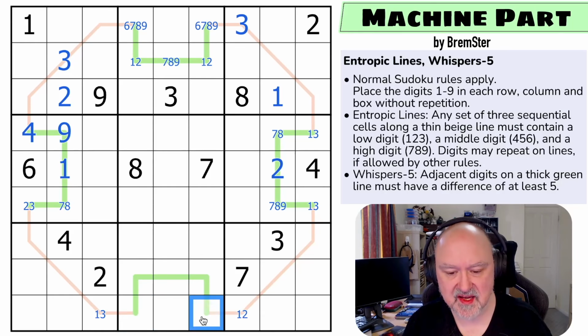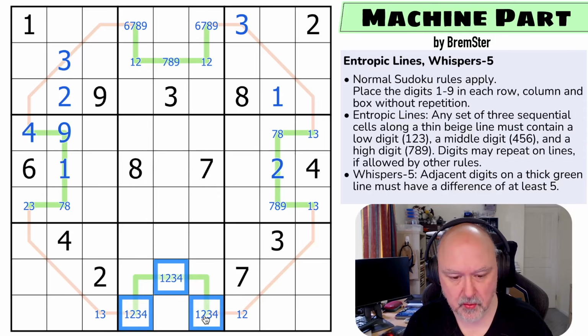And the reason for that is if these were all low digits, they'd be from 1, 2, 3, 4. But this can't be from 1, 2, 3, or I'd break that entropic line, and this can't be from 1, 2, 3, I'd break that entropic line. So they would both be 4, and that's broken. So these are actually high digits.